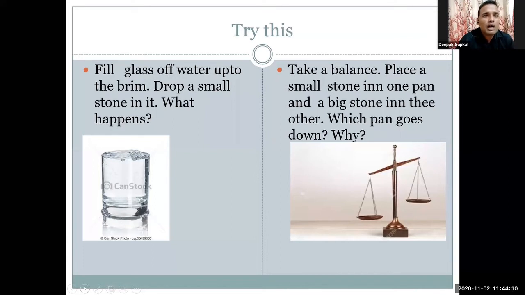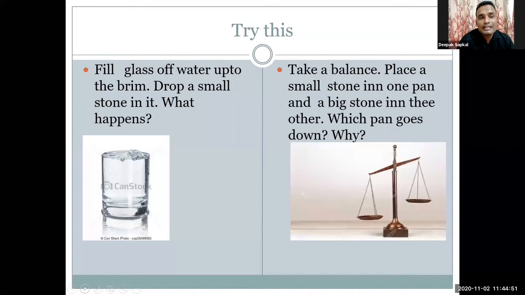Fill a glass of water up to the brim. Drop a small stone in it. What happens? When you put a small stone in the glass which is full of water, what will happen? Some amount of water will come out of the glass, because the glass does not have any capacity to hold more water. When you put a stone or marble in it, water will come out because of the substance, which has a definite shape and a definite volume.